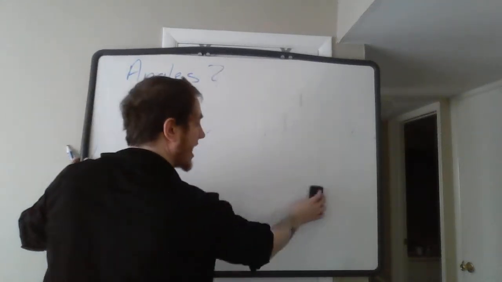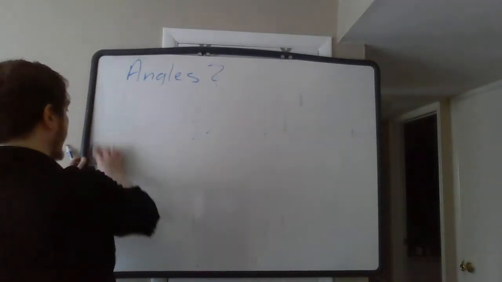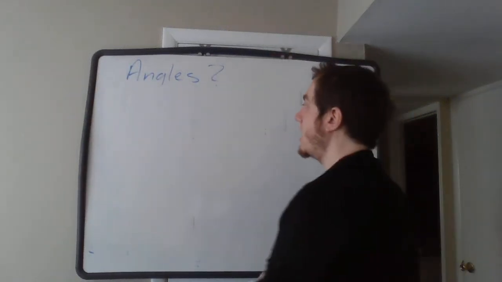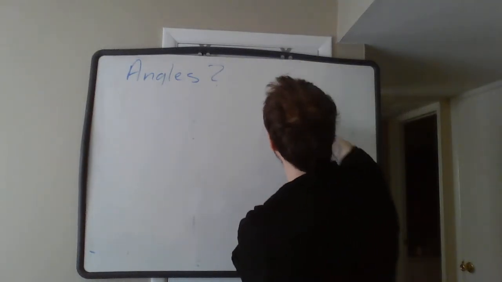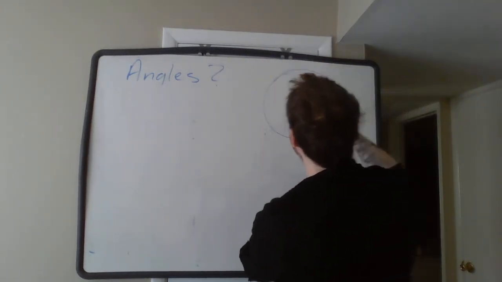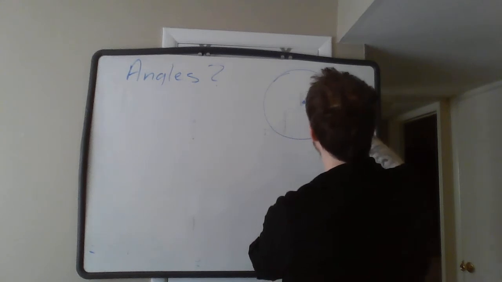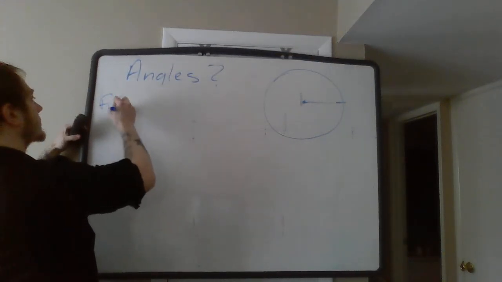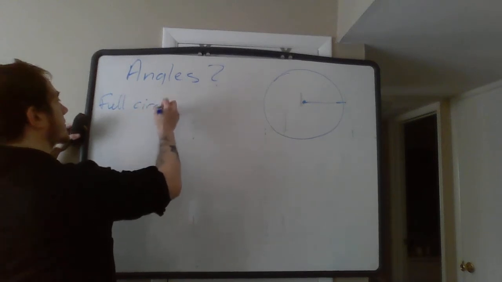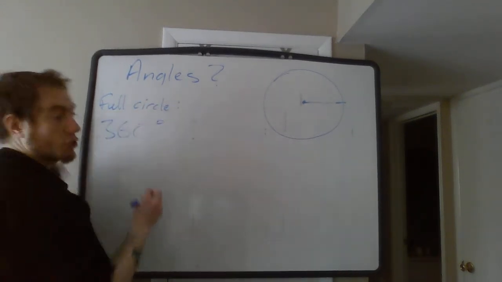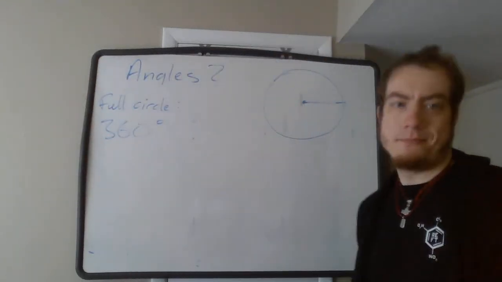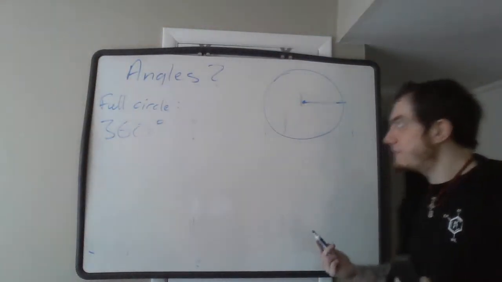Now, if you remember, I said a few minutes ago when I was talking about angles in degrees, I said a full circle is 360 degrees. So let me put a picture of a circle up here. Hopefully you guys can see this okay. Here is my circle, and we said a full circle, well, that's going to be 360 degrees. That's just how the degree is defined.